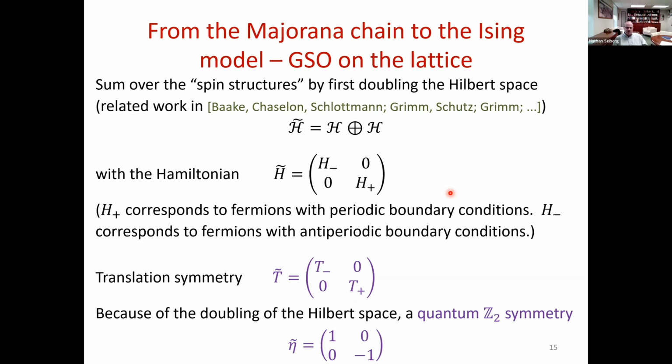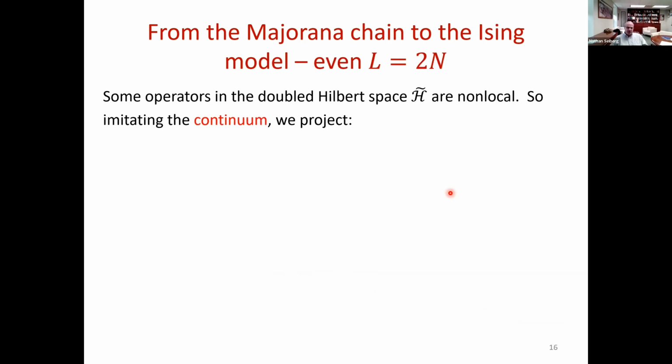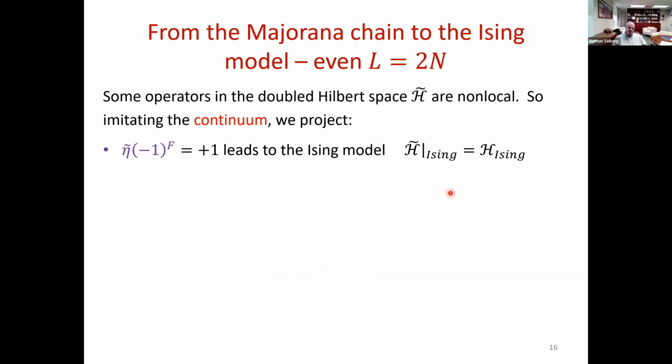Now, let's analyze this system in more detail. And again, we're going to start with the case of L even, and then I'll discuss L odd. So we have a doubled Hilbert space, H tilde, but some operators are non-local relative to each other. So we imitate what we do in the continuum, and we are going to project. We have the Z2 symmetry, eta tilde, this is quantum Z2 symmetry, and we have (-1)^F. So we can project on states such that this product is 1, and that leads to the Ising model.